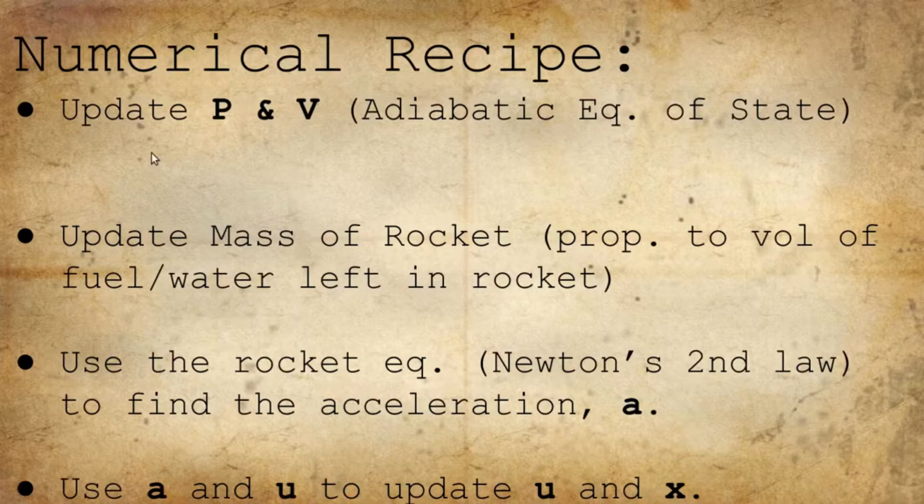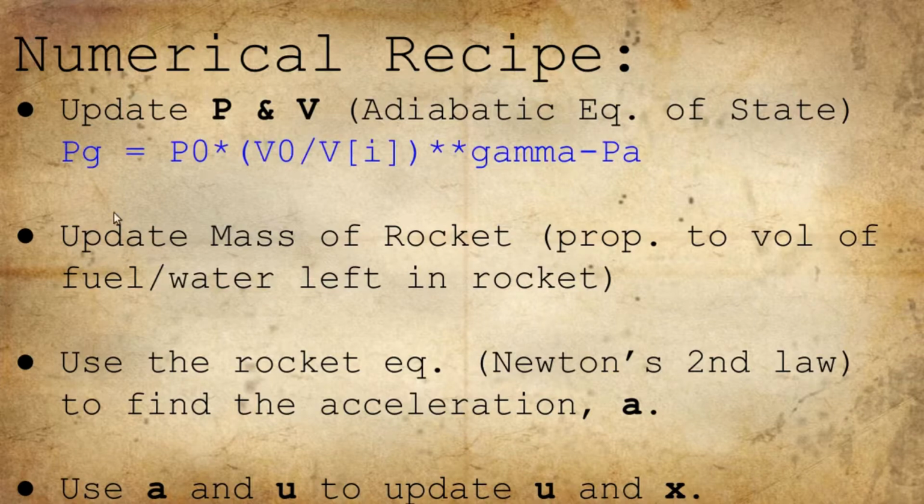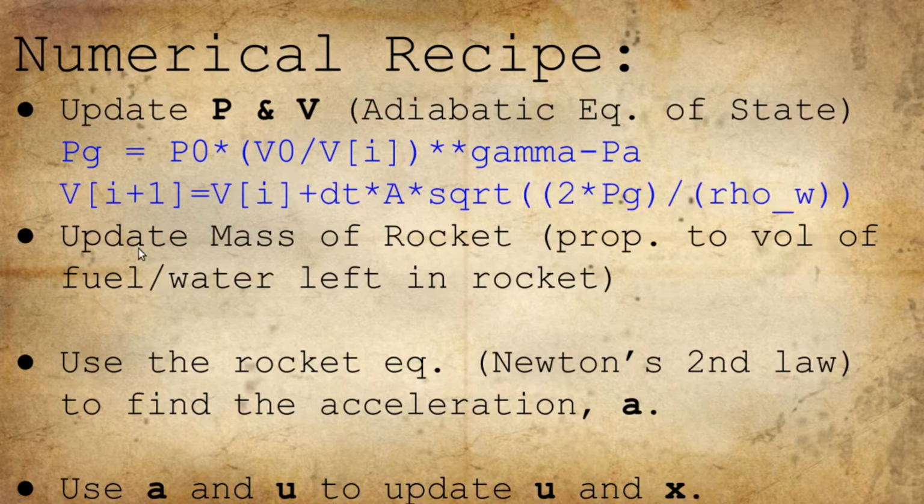So what is our numerical recipe for advancing the state of the rocket? Well, we're going to update the pressure and the volume of gas in the rocket. We're using our adiabatic equation of state and our Bernoulli equation. So we say that P gas is P initial times the ratio of volumes, and here V[i] in brackets, we're keeping track of this as a function of time in our code. We're raising that ratio to the gamma, that's the adiabatic exponent, 1.4, minus P atmospheric, 101.3 kilopascals. That's just the standard pressure. And then we're going to advance the volume.